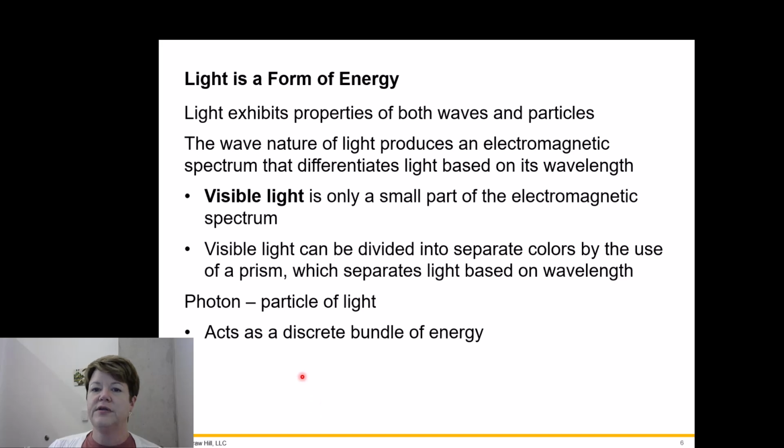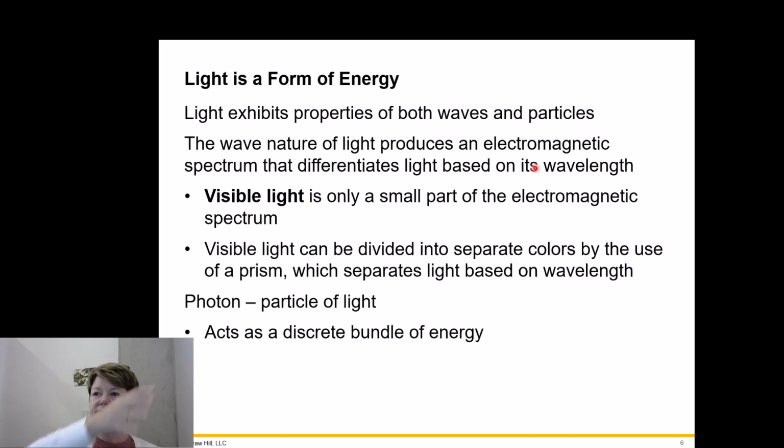Okay, let's talk a little bit about energy again. Light is a form of energy. We said it's a kinetic form of energy. And light has the properties of both waves and particles. So the wave nature of light produces what we call an electromagnetic spectrum. And I'll show you on the next slide what that looks like.